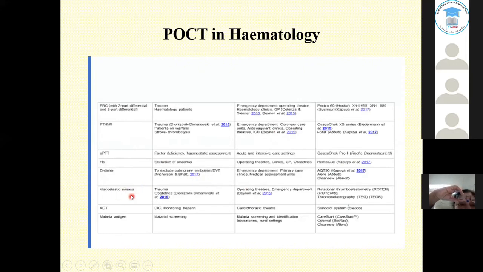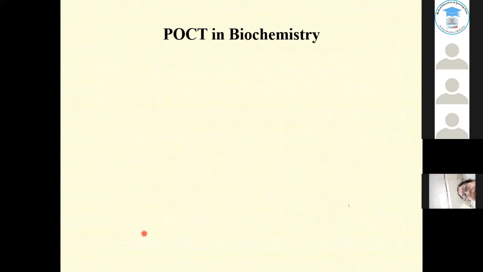Viscoelastic assays, they are the new tests which are being done, like I've already described. Thromboelastography and ROTEM are the ones doing it, where they sort of real-time measure the viscoelasticity of the blood. ACT, that is activated clotting time, again being done in OTs, then your cardiac units, CTVS ICUs, etc. And finally, the malarial antigen.